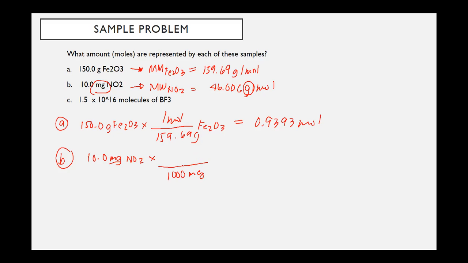So, 1,000 milligrams is equal to 1 gram. So, and then we'll multiply. I will divide this with the molecular mass, 46.006 grams. 1 mole NO2. So we can cancel this out. Here, matitira na lang yung mole. We'll get 2.70 times 10 raised to negative 4 mole.